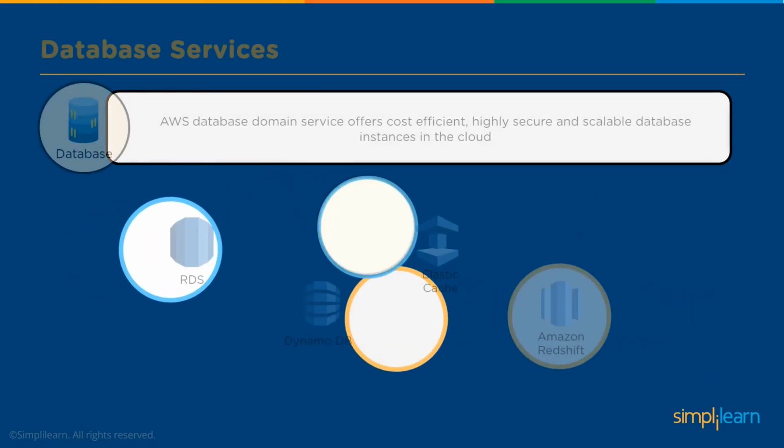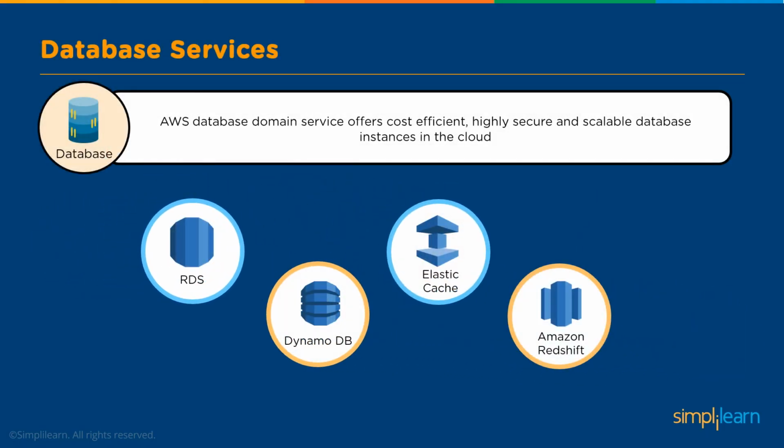Then you have the database services. The AWS database service offers cost-efficient, highly secure and scalable database instances in the cloud. And some of the database services are RDS, which is a relational database service, DynamoDB, the non-relational or NoSQL database service, ElastiCache, and Amazon Redshift.